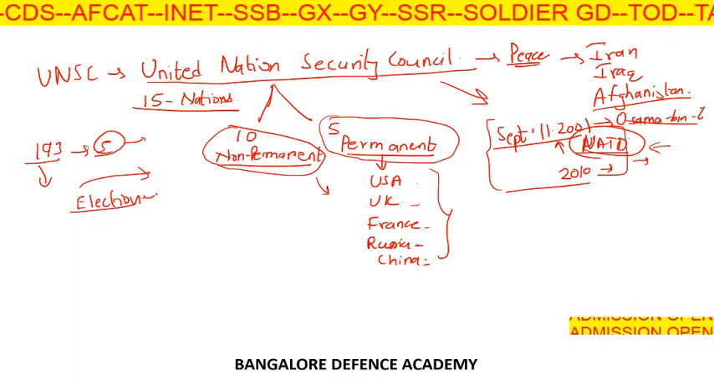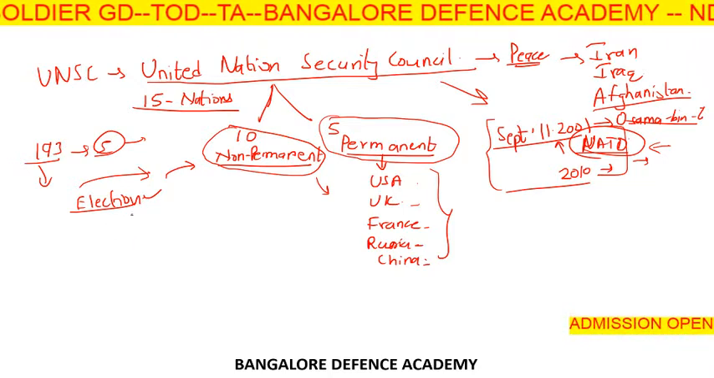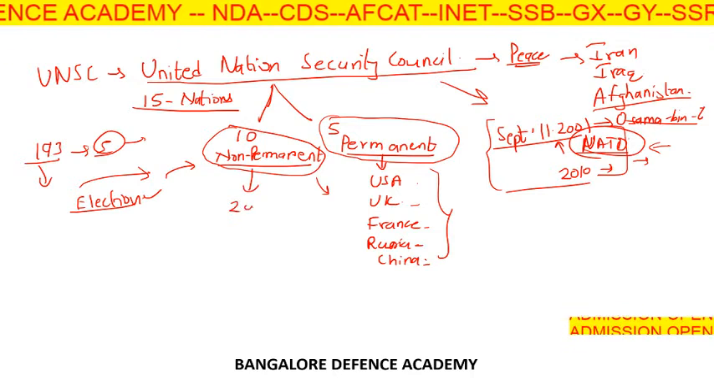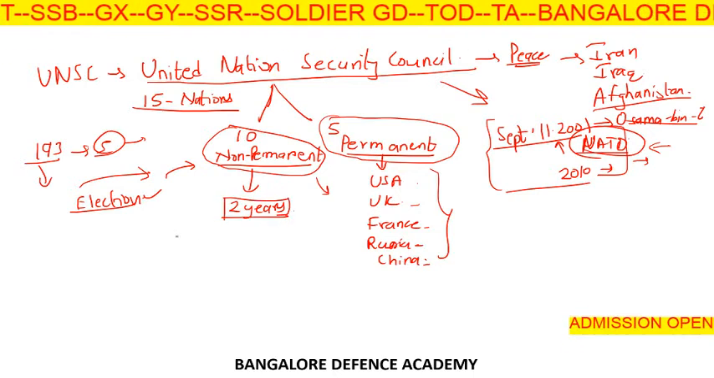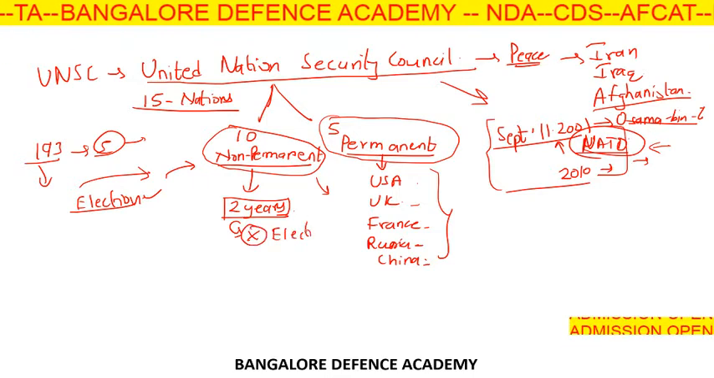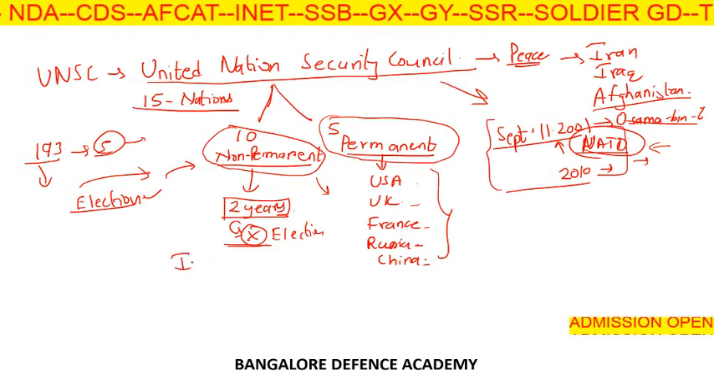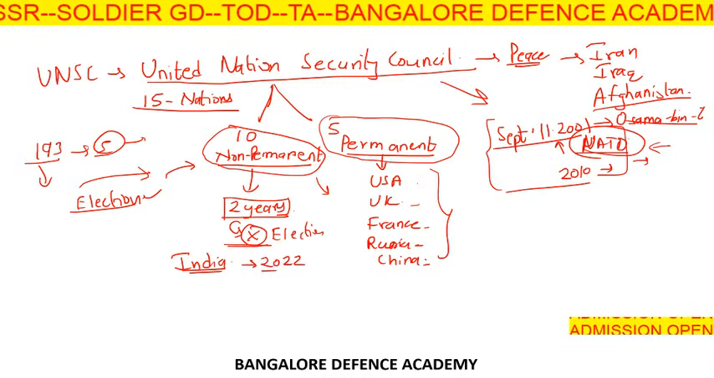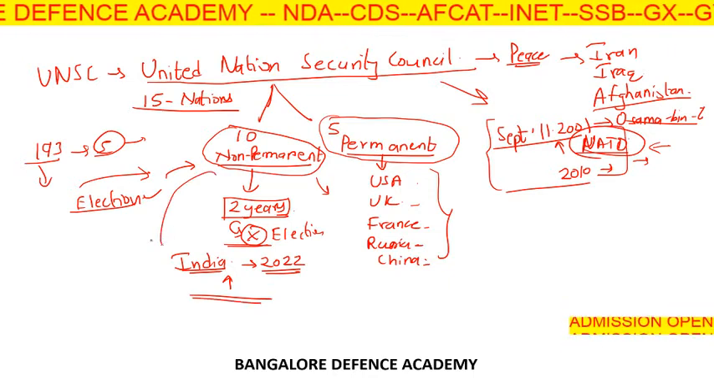Once a country is elected as a non-permanent member, I'll repeat it again, they will be here for a maximum of 2 years. After 2 years, in the immediate next year, they cannot stand for election again. So after a gap of 1 year, they can stand for election. In this way, India has got a chance in 2022. They are going to be a member of the non-permanent nations.